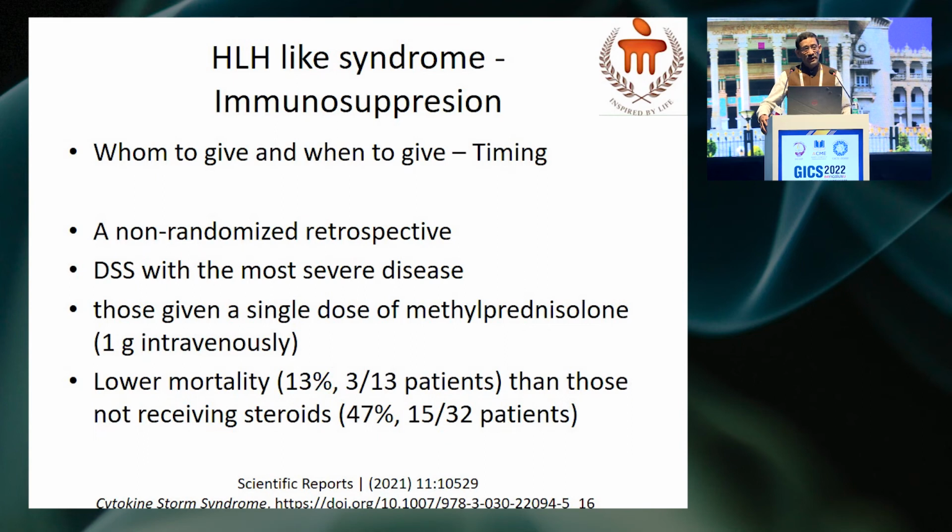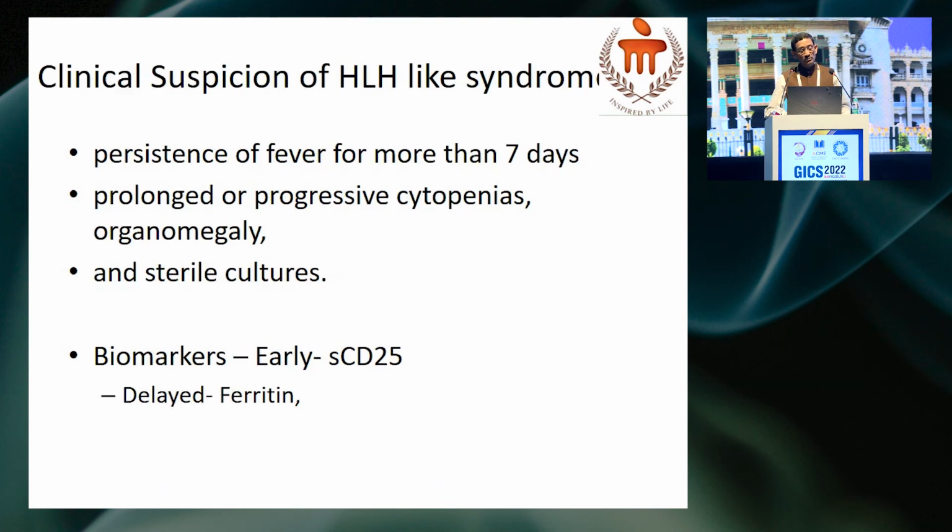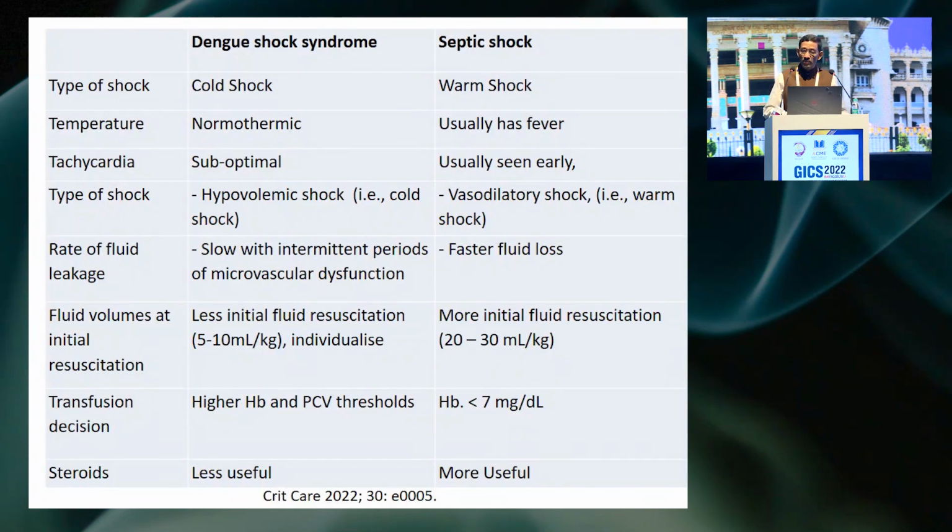High-dose steroid has been tried. Most of the treatment for dengue HLH is based only on observational studies; we don't have randomized controlled studies. One study found that with 1 gram of Solu-Medrol, there was a reduction in mortality. With IVIG, 19 patients were given it and all of them survived, but these are observational studies only. So when do you suspect HLH-like syndrome? If the fever persists more than 7 days, if there is prolonged cytopenia or organomegaly, if cultures are sterile, and if biomarkers like soluble CD25 are elevated, that's when you must suspect HLH syndrome and be aggressive with treatment.